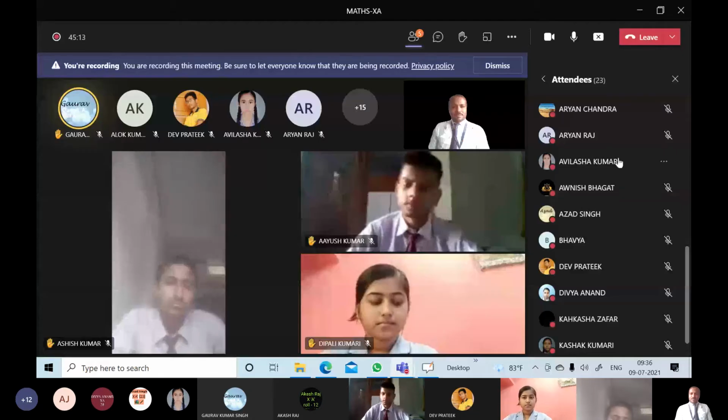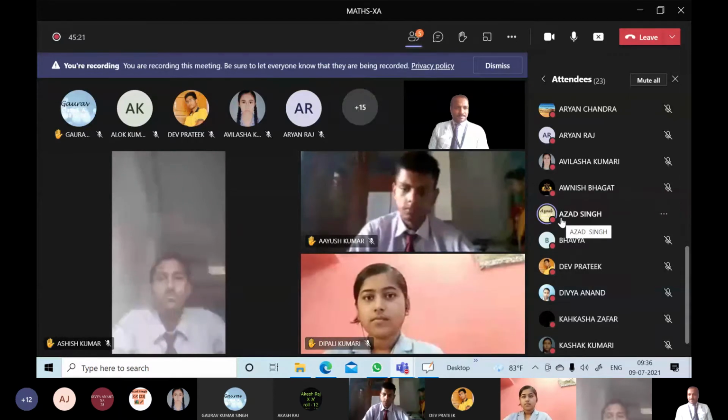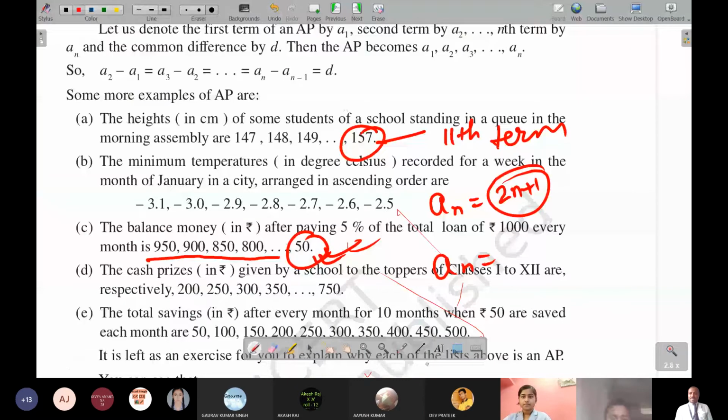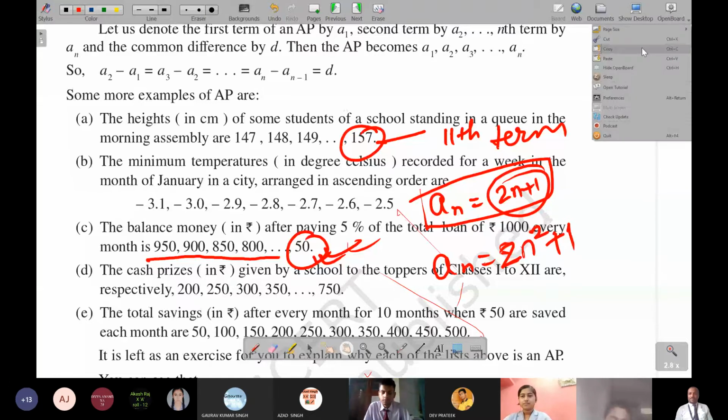Okay, now I'll go towards another student. Azad Singh, he is rarely replying. Yes, sir. Can you tell me what is the general term formula? An is equal to what? 2n square plus 1? No. 2n plus 1? No. Just now I said the general term formula. A plus n minus 1... Yes, who is saying? Ayush is saying?